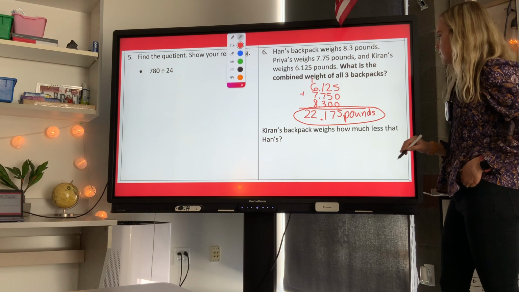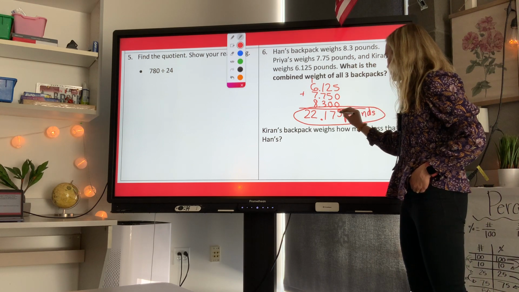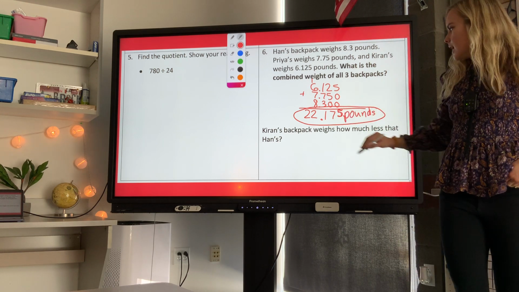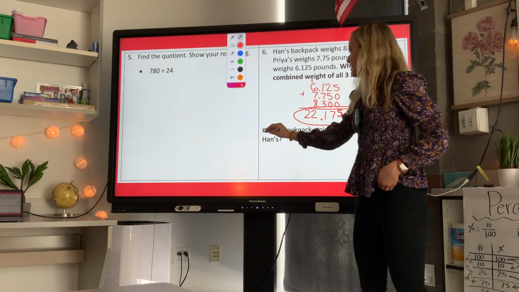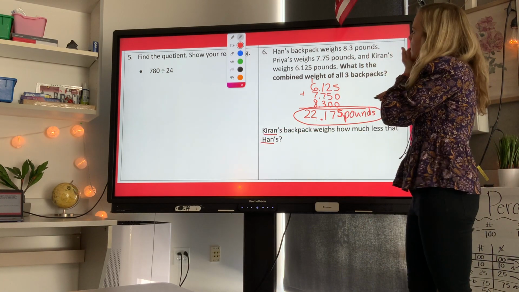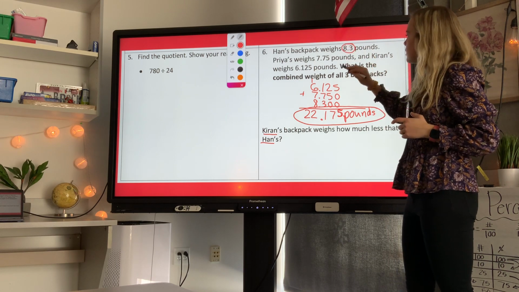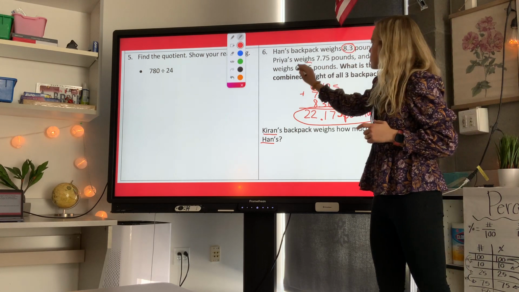Okay, and this is a 5. Make sure. Okay, last one. Kieran's backpack weighs how much less than Hans? So we have Kieran and Hans. Hans weighs 8.3 and Kieran's weighs 6.125.